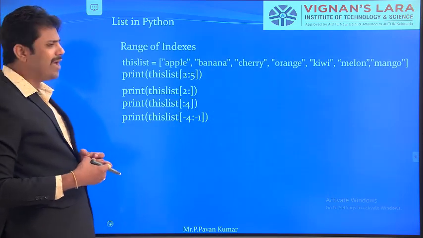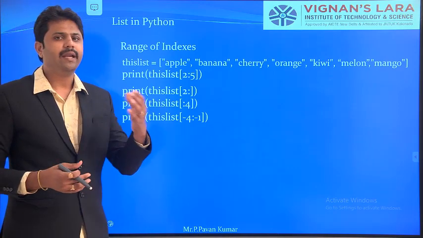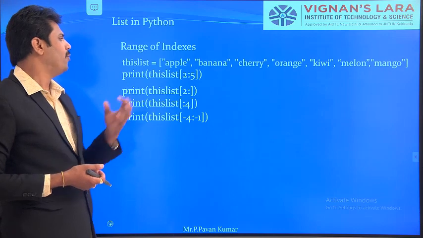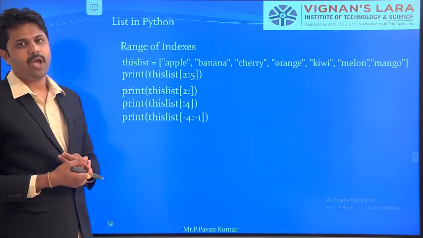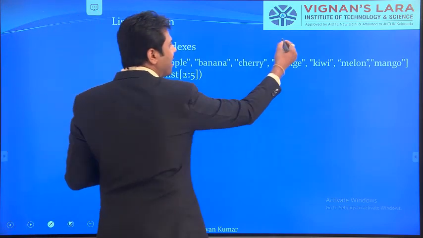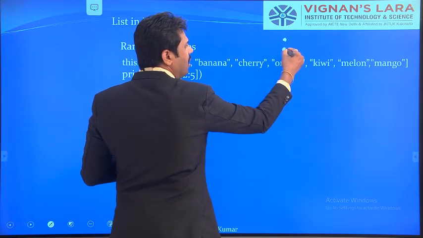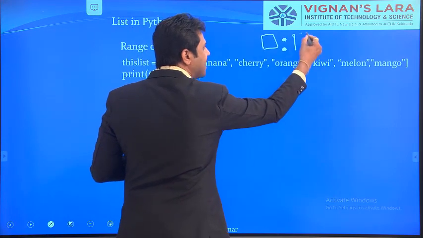Next, we have already seen the slicing operation in strings. Like that, we have a slicing operation in lists also. You can access items with the slicing operation. We all know the slicing operation is represented with a colon. This is the starting value and this is the ending value.